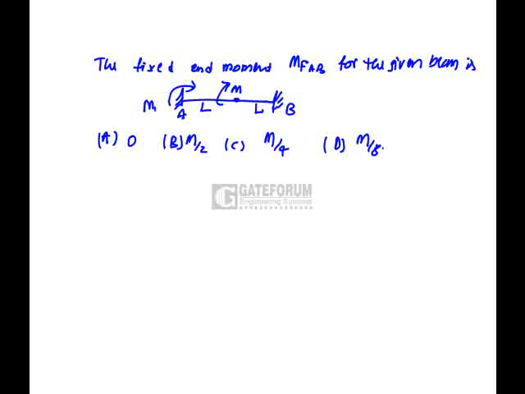Here, for a fixed beam, from the moment distribution method, we can calculate the moment at this end, MFAB. MFAB for a fixed beam of equal length L and central moment M. So M by 4 is going to be MFAB. So option C is correct.